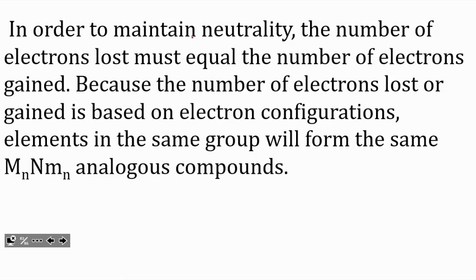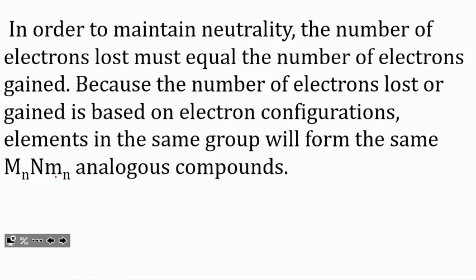So we have to have neutrality. So the number of electrons lost has to equal the number of electrons gained. So when they're lost, we're going to have basic kind of electron configurations that form that give us a noble gas configuration once they've lost or gained electrons.